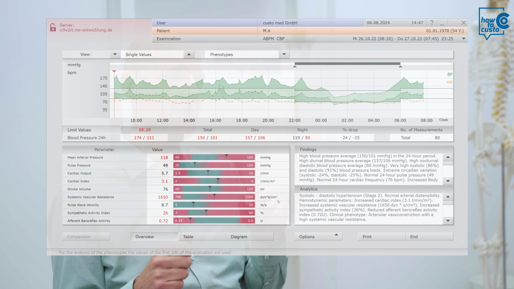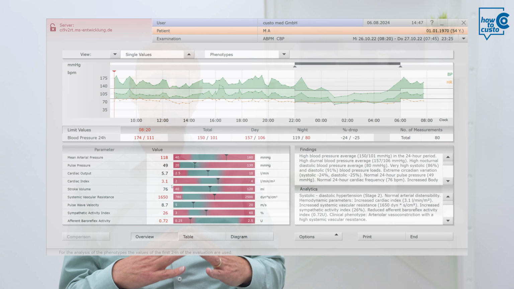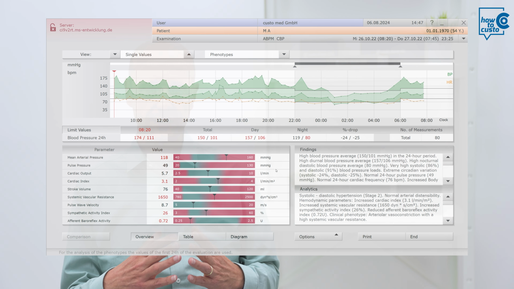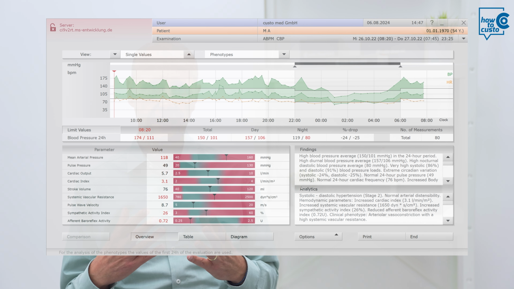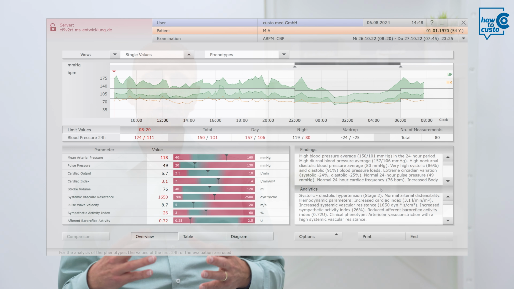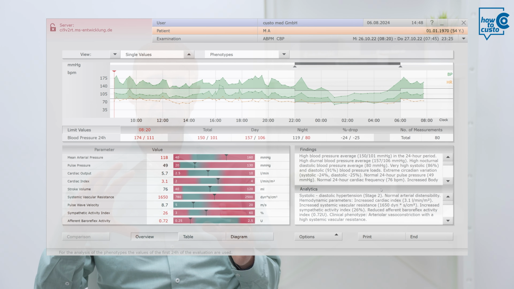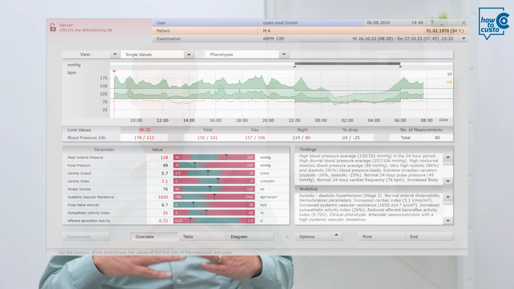Here the user can see where the patient is positioned regarding a particular parameter. Furthermore, the blood pressure results, as well as the analysis of the phenotypes, are presented as text. Due to the combination of these two text elements, blood pressure results and phenotype analysis, together with the graphic presentation, you can recognize at a glance which phenotype this patient belongs to.